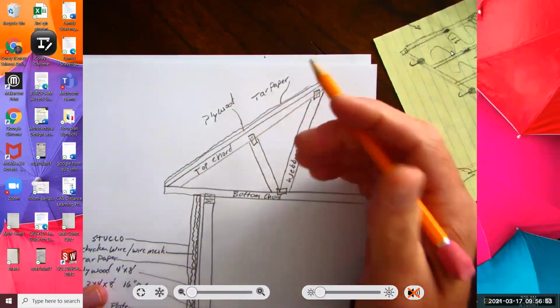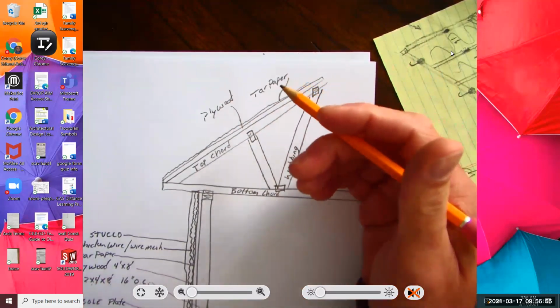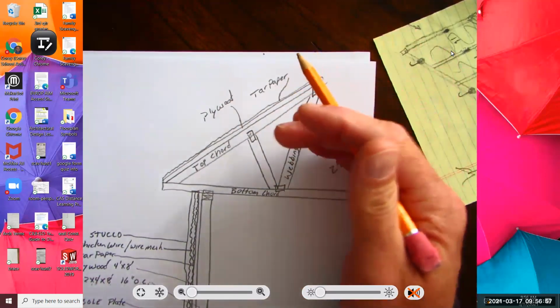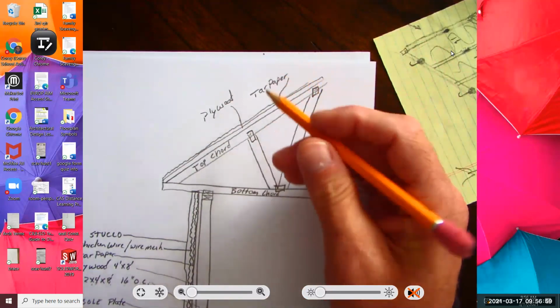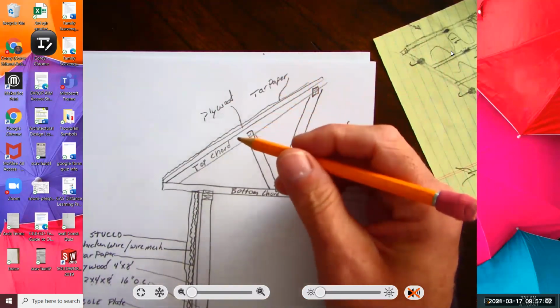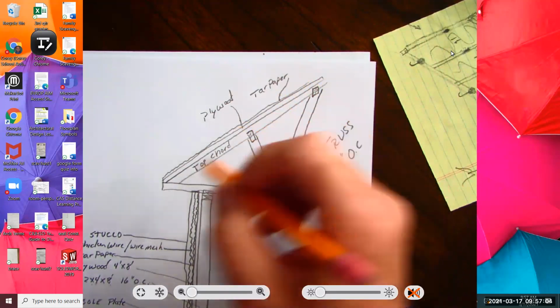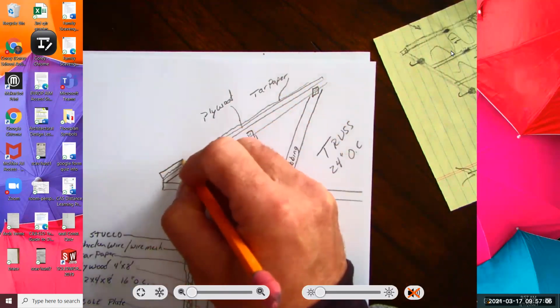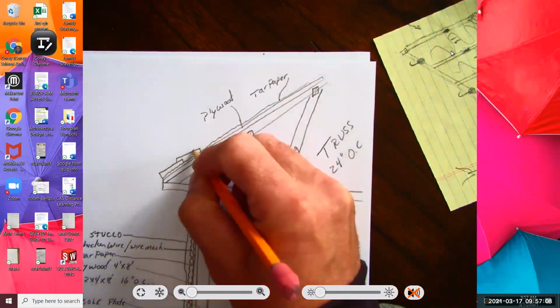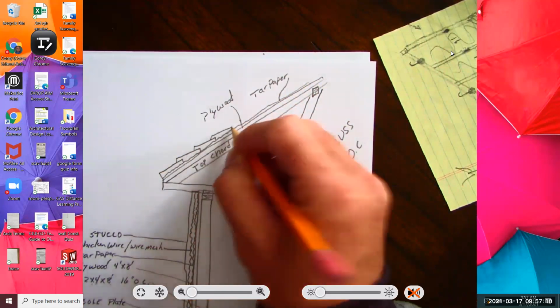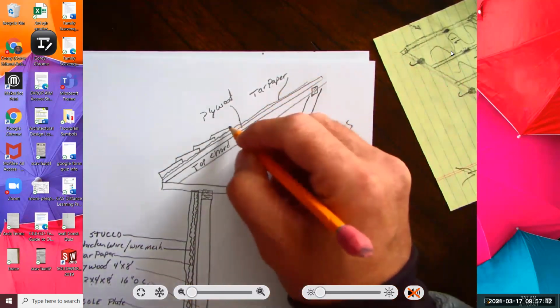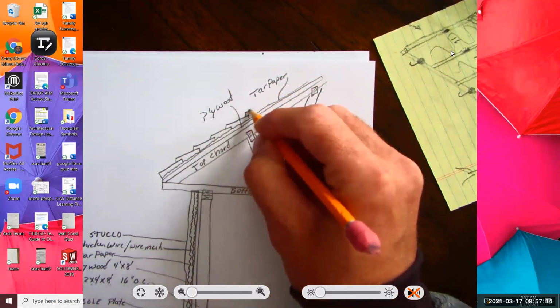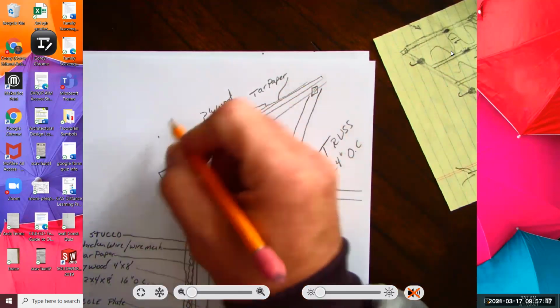And it could be tile roof, it could be asphalt shingles, it could be shakes. There's all kinds of different types of roofing. And that roofing overlaps each other. So they always start at the bottom, and then they overlap all the way up to the top. And that's your roofing.